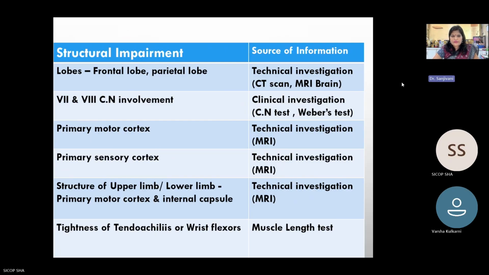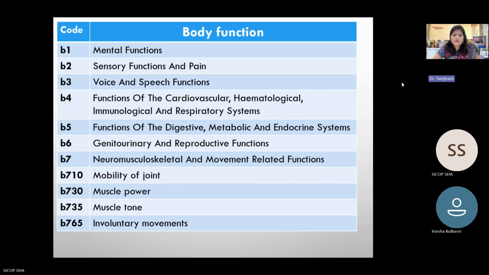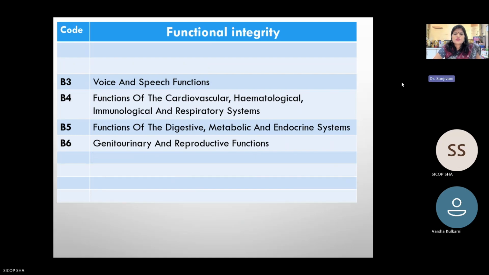Okay, next. Now comes your body functions. In that also we have to say the impairment and integrity. Go for next. So these are the functional integrity available in the patient. For example, voice and speech, then function of the cardiorespiratory system, then function of the digestive and genitourinary reproductive system, which are intact in the patient. Okay, next.